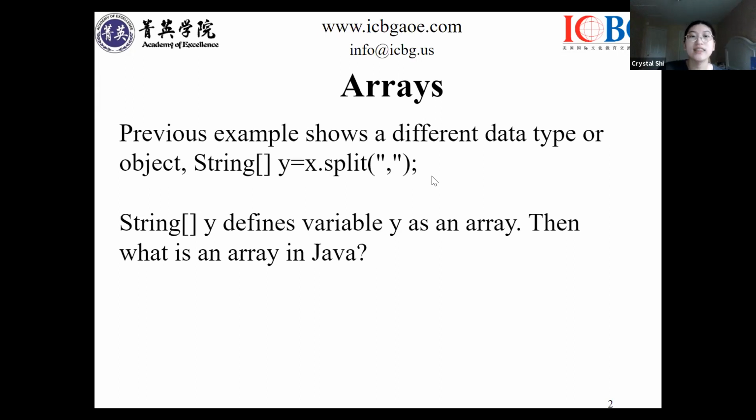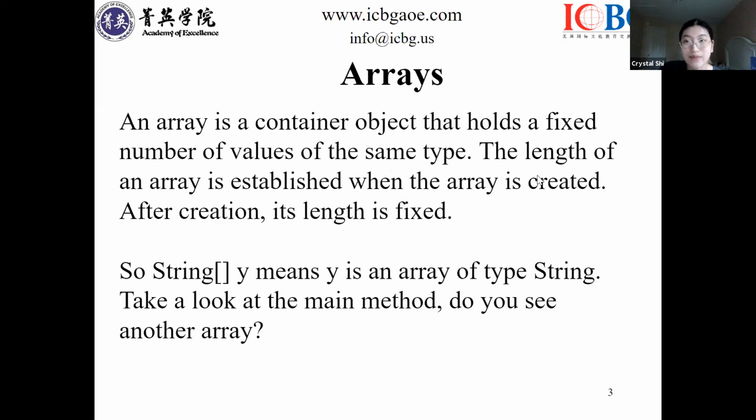And so what is an array exactly? It's kind of like a list of things, right? We already saw that when we got the list of strings out of our x.split method. But what exactly is an array? An array is a container object that holds a fixed number of values of the same type. The length of an array is established when the array is created, and after creation, its length is fixed. So after you create an array, you can't make it bigger. So String[] y means that y is an array of type String. So that means that this is a container object that holds only things of type String.